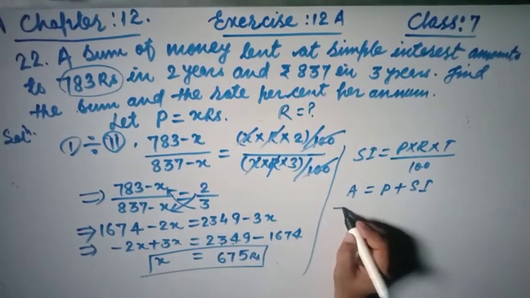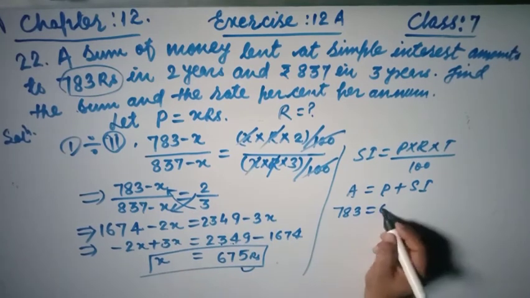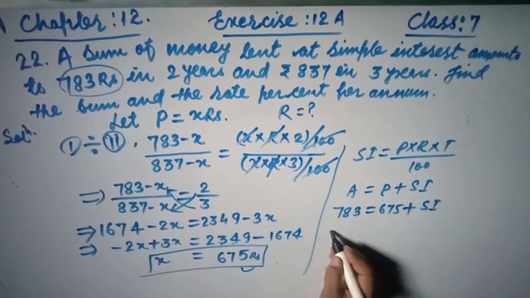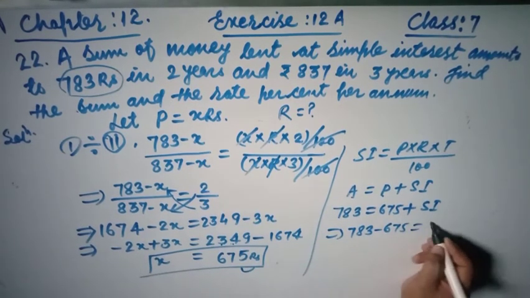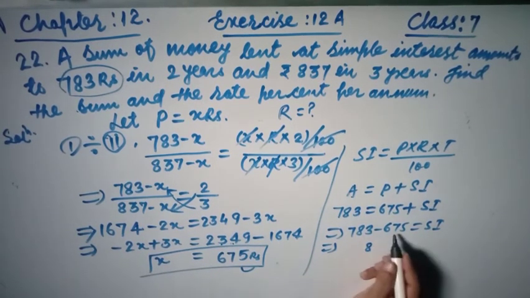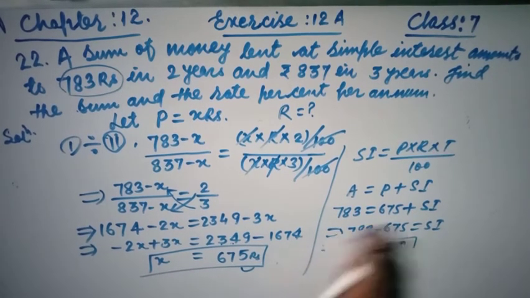Suppose this is 783, this is A friends, and this is P. P is here friends, 675 plus SI that we have to find. So this is 783 minus 675 is equal to SI. Now here friends, subtract: 13 minus 5 is 8, 7 minus 7 is 0, and this is 1. So this is SI friends. Now use this SI here, 108. Remember SI is 108.